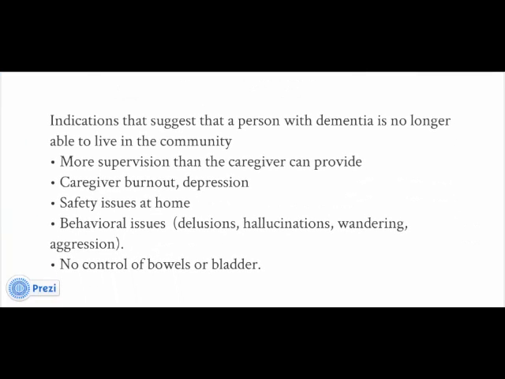Indications that suggest that a person with dementia is no longer able to live in the community are when they require more supervision than the caregiver can provide. There is caregiver burnout or depression. There are issues at home with regards to safety, behavioral issues such as an increase in delusions, hallucinations, finding the patient wandering more at night, and loss of bowel or bladder control. At this point, the carer would have exhausted all resources available in the community setting, such as district nurses, and would opt either for placement or social worker input.